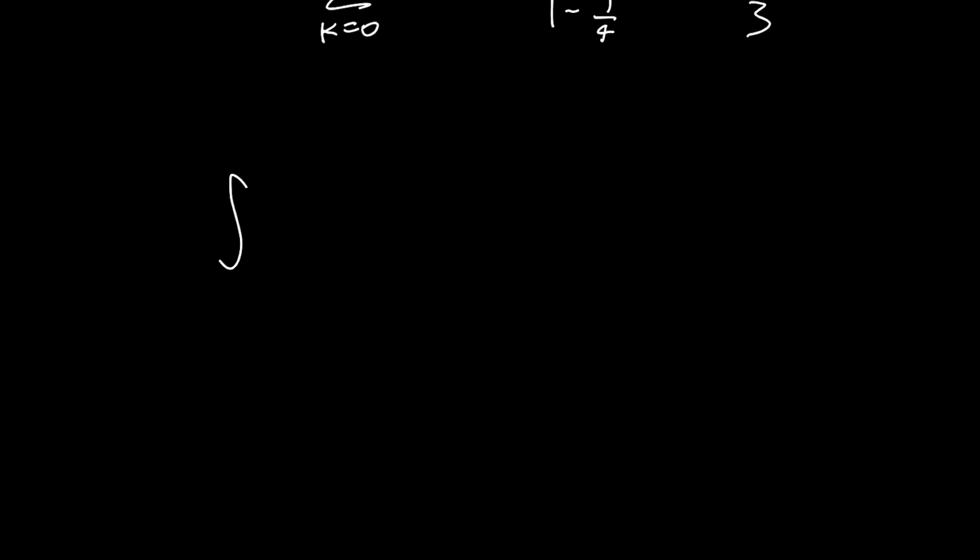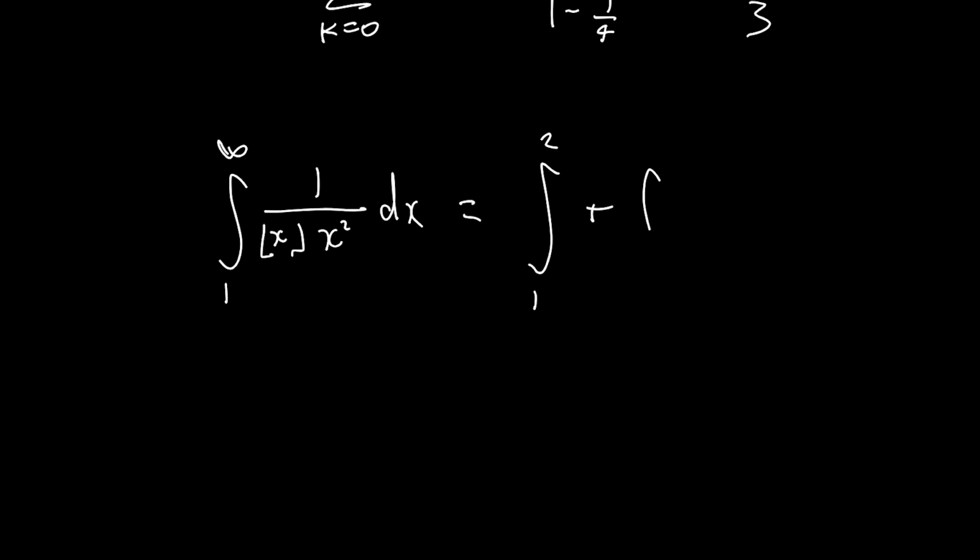We have the integral between 1 and infinity of 1 divided by the floor function of x times x squared dx. So we can use the exact same idea as before, where if you split this integral between 1 and 2 plus 2 and 3 and so on, then the floor function of x is just a constant value that we don't have to worry about.